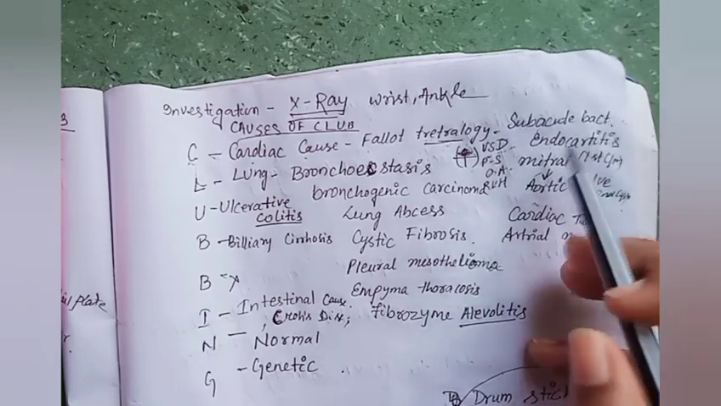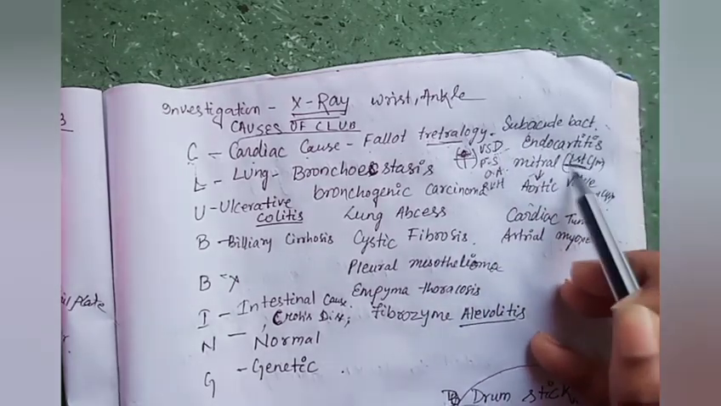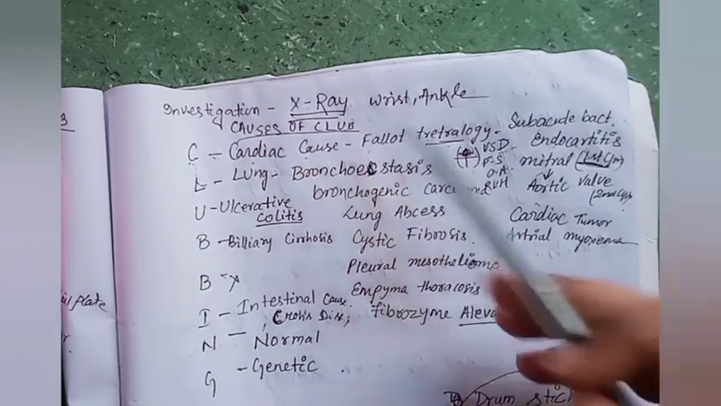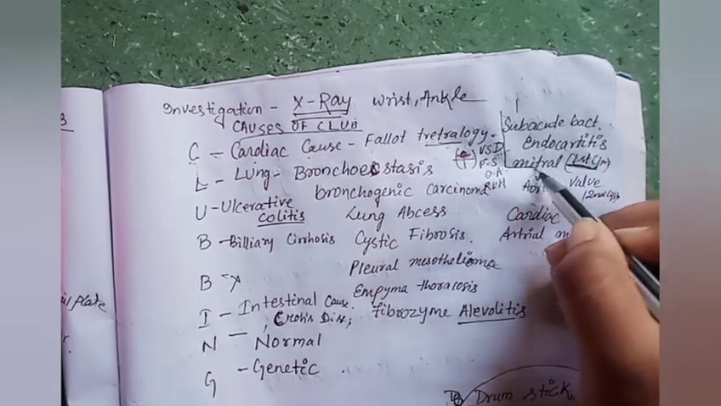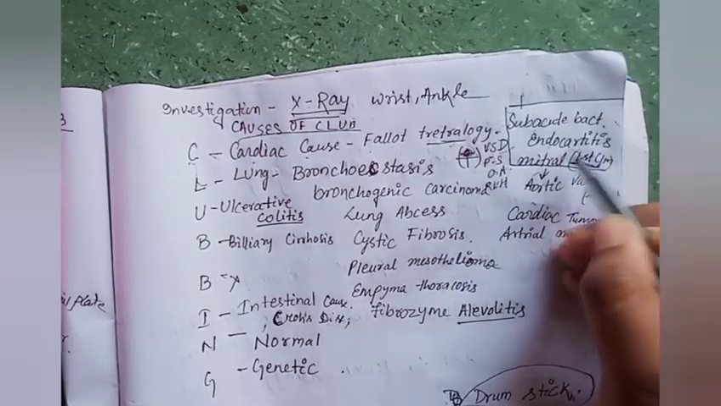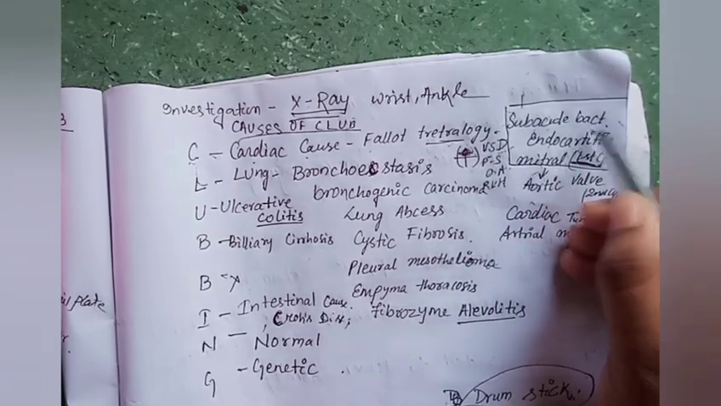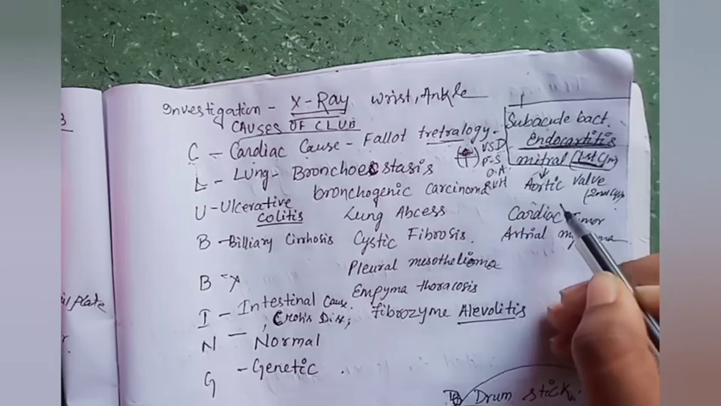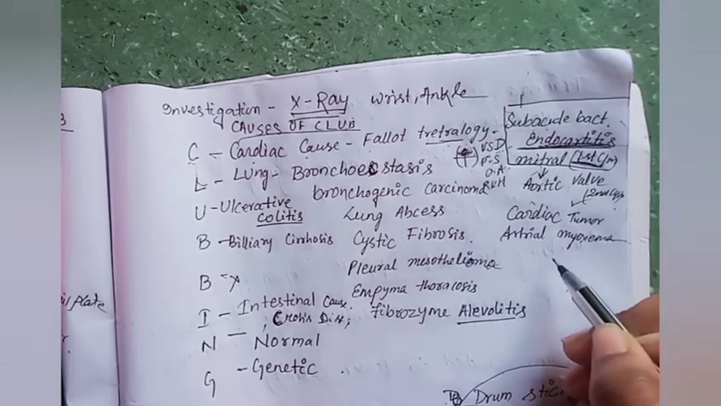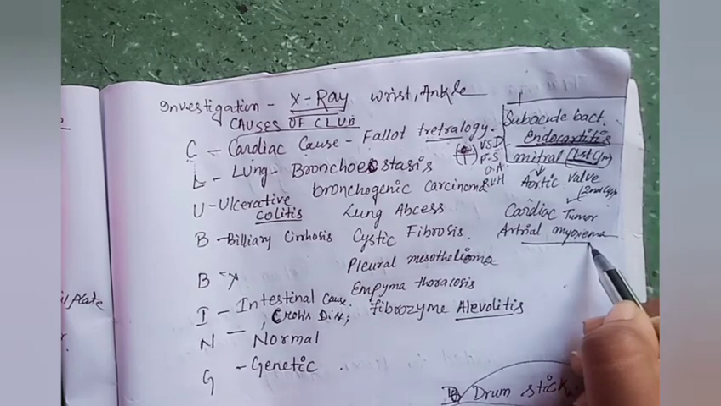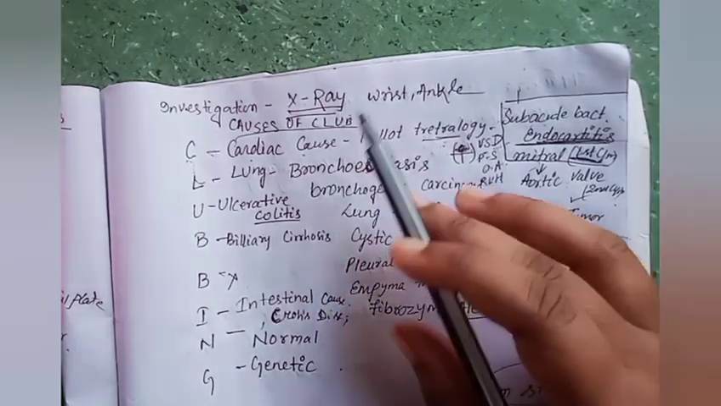Tetralogy of Fallot and subacute bacterial endocarditis. It is the first and most common cardiac cause of clubbing. You should remember at least this. That is SBE, subacute bacterial endocarditis. Then it leads to mitral and aortic valve involvement, and cardiac tumor, atrial myxoma. Those are the cardiac causes of clubbing.